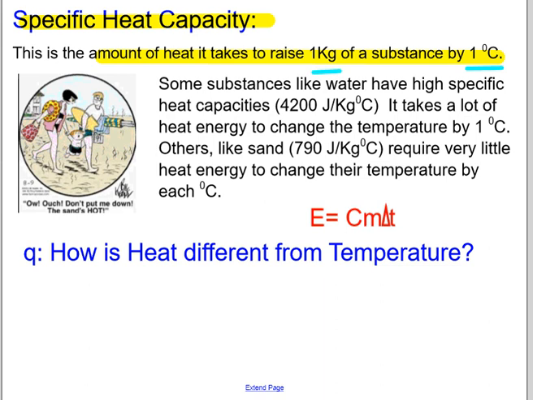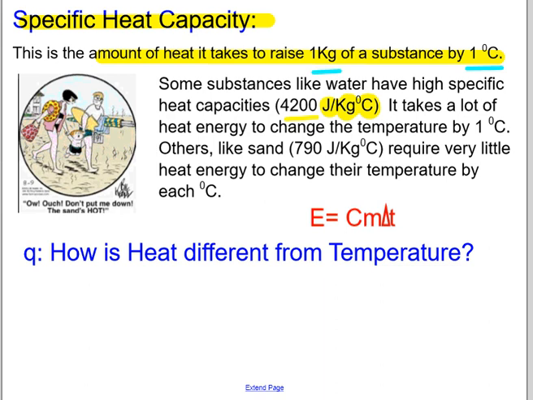As well, it takes more heat to raise a pot of water up to boiling point than it does to raise it by only 1 degree. So specific heat capacity tells us how much heat that we have in joules for each kilogram per degree Celsius. For water, the amount of heat it takes to raise 1 kilogram of water by 1 degree Celsius is 4,200 joules. This is defined as the specific heat capacity for water.